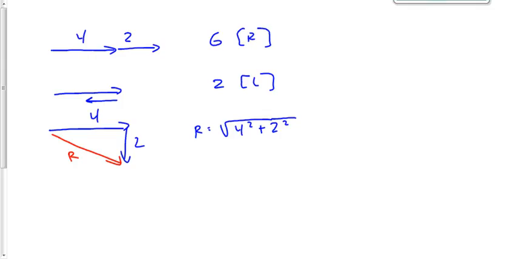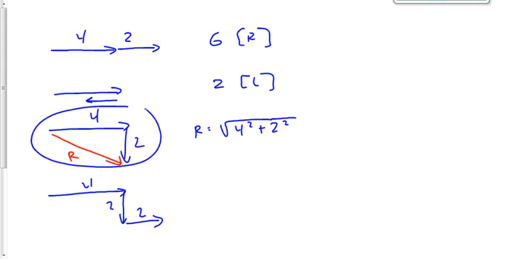Now, what if we have a situation where we have 4 to the right, 2 down, and then another 2 to the right? Remember the goal of adding two-dimensional vectors together. It is to get a right-angled triangle vector diagram. In this one, we already had a right-angled triangle vector diagram. In this one, we don't even have a triangle, let alone a right-angled triangle. So how do we find the resultant vector that goes from start to finish here?